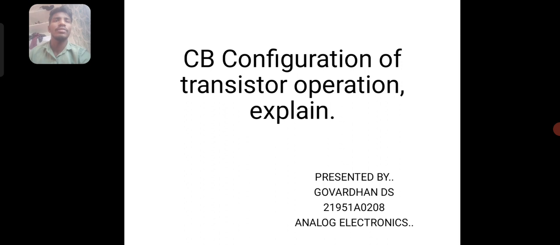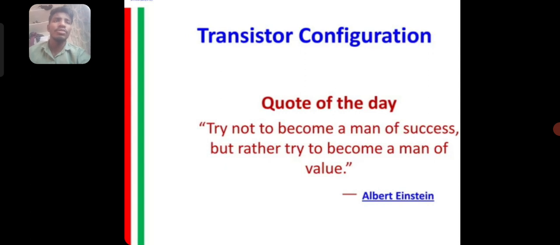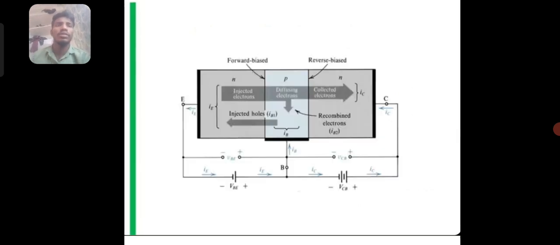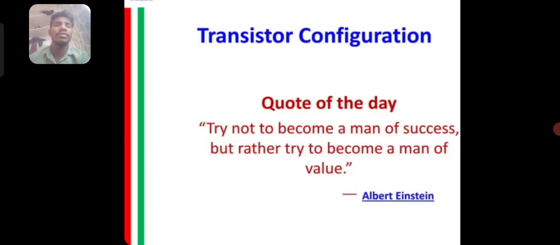My topic is about the configuration of transistor operation. Explain analog electronics. First of all, transistor configuration. Quote of the day: Try not to become a man of success, but rather try to become a man of value. Here we can see the block diagram of forward transistor configuration.